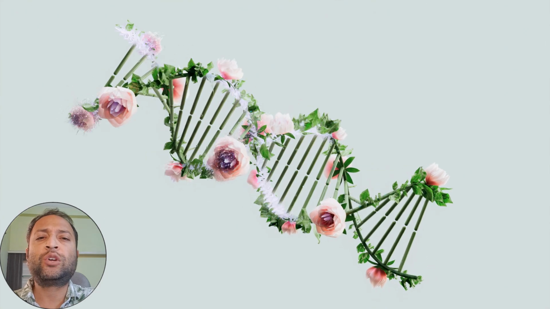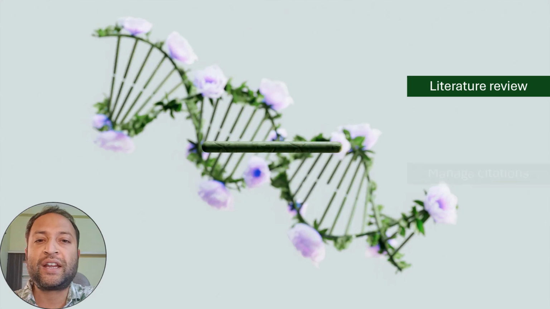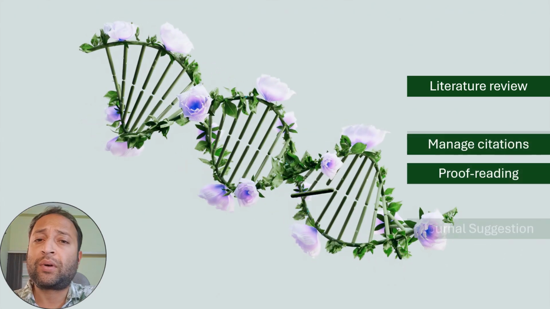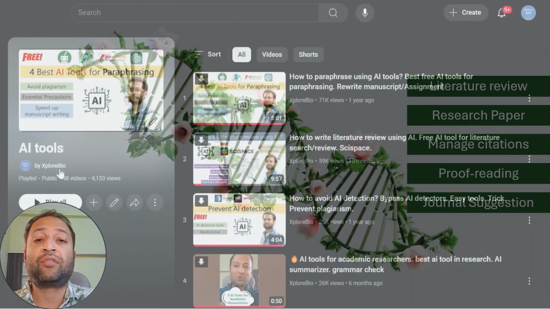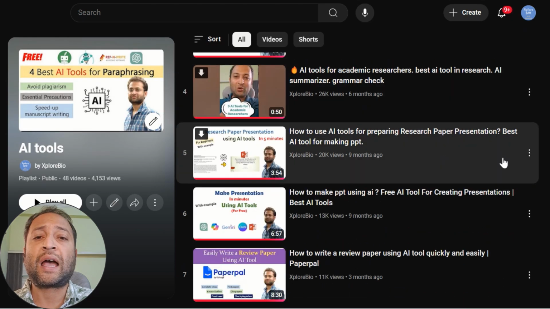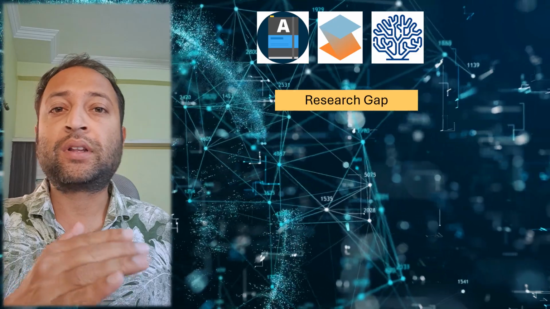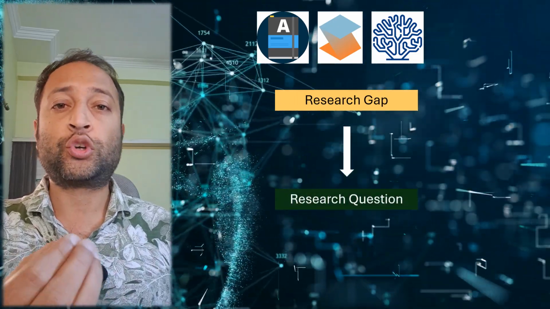There are various AI tools that can help you in writing literature review, a research paper, manage citations, proofread, and grammar, and much more that I have covered in my different videos. If you are interested, do check out my playlist on AI tools. I'm sure it will help you. Today, I will share with you some very useful AI tools that can help you in finding the limitations or research gap in the current literature so that you can identify and frame a research question for yourself.